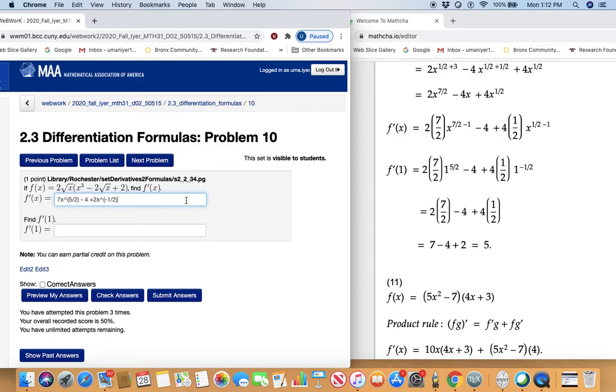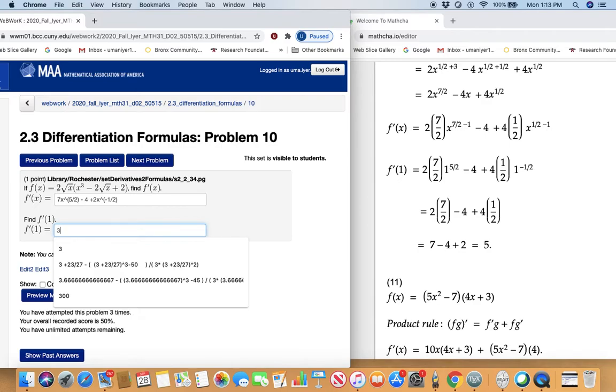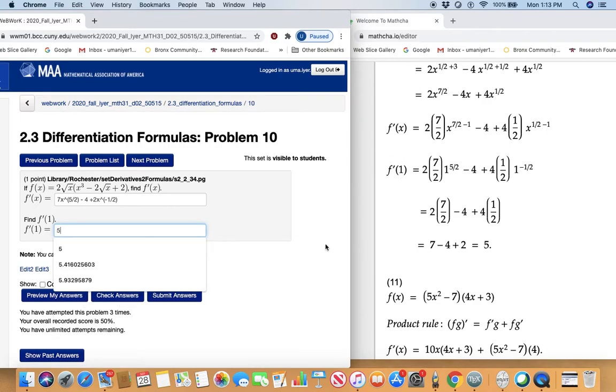Don't forget parentheses. Now, what am I going to do for f prime at 1? All I'm going to do is replace x by 1. This is an easy calculation. 1 to any power is 1, so they go away. 7 minus 4 plus 2. All in all, it's a 3. Oh, sorry, 5. 3 plus 2.